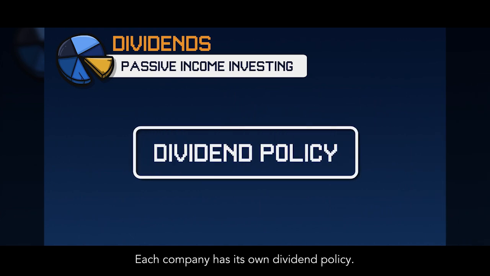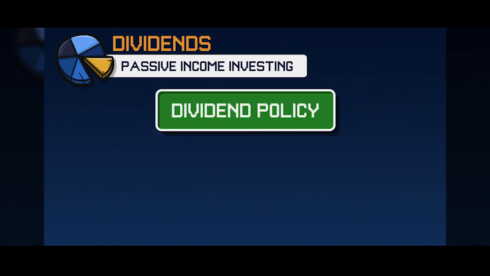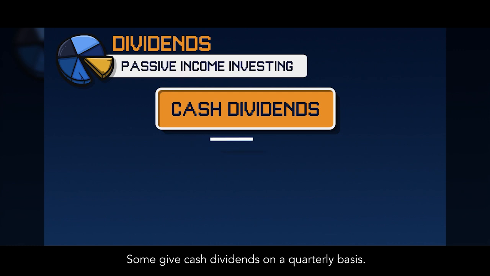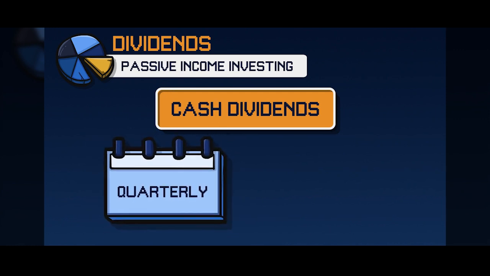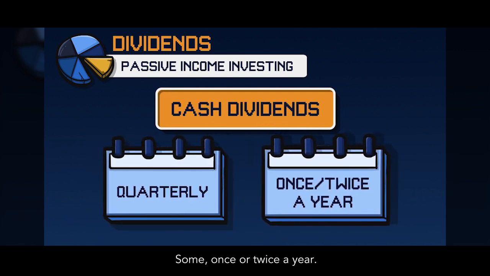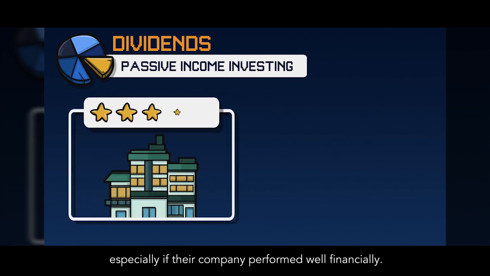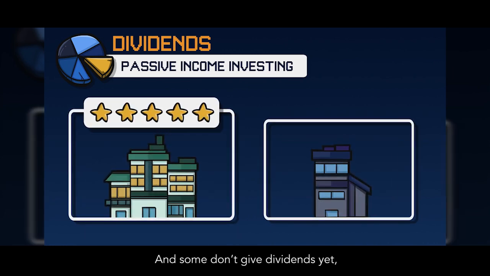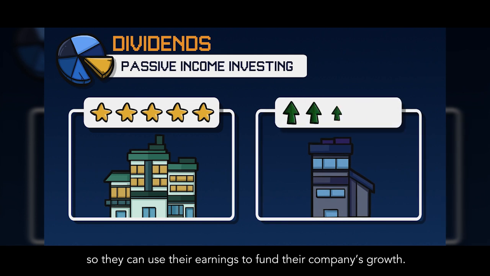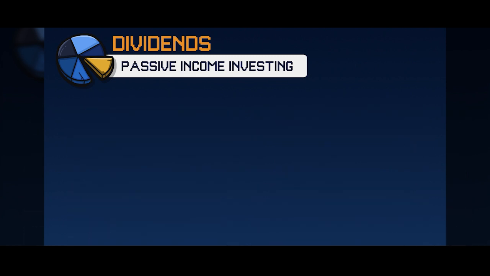Bawat company ay may kanyang-kanyang dividend policy. Yung iba, nagbibigay ng cash dividends on a quarterly basis. Some, once or twice a year. Yung iba naman, paminsan-minsan lang, lalo kung maganda ang performance ng company. And some don't give dividends yet, so they can use their earnings to fund their company's growth.